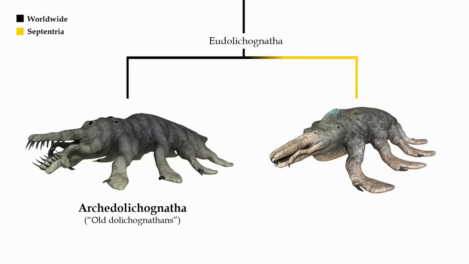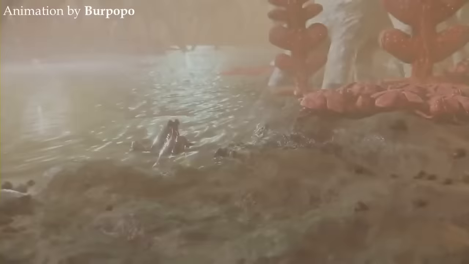These Dolichognathans, which we'll call Hibernathans, won't be as large or fearsome as their enormous marine relatives or their terrestrial ancestors, but they'll nonetheless thrive in their isolation on Septentria, patrolling the waterways in search of acanthopods while still occasionally hauling themselves onto land to feed on whatever small prey they can find.